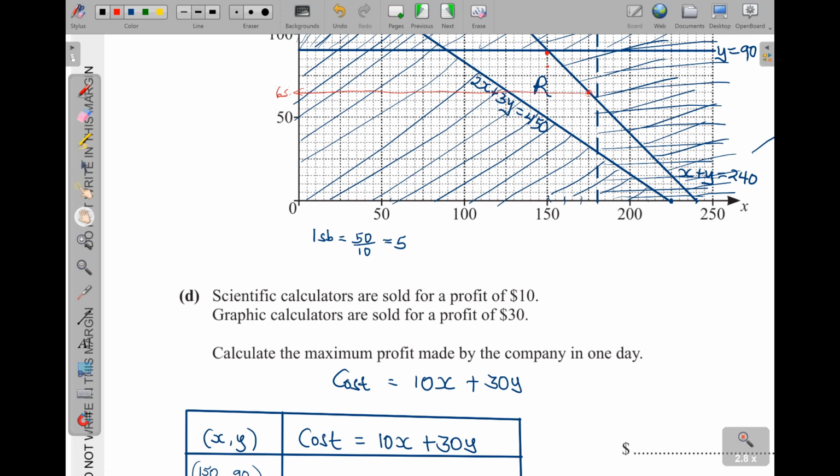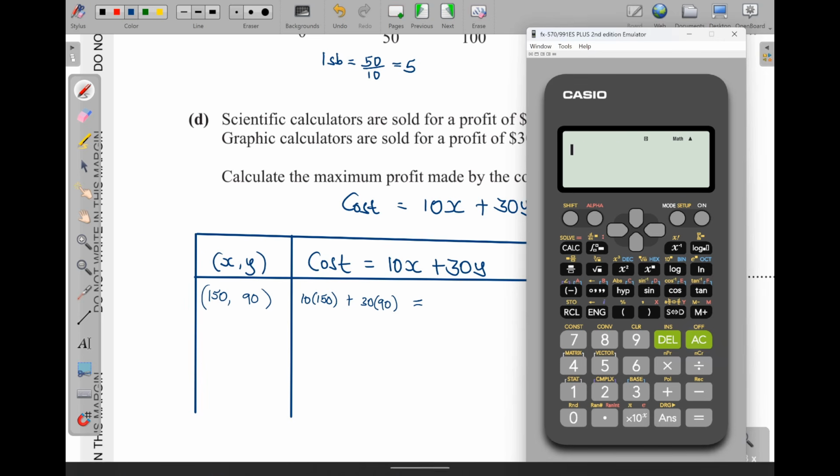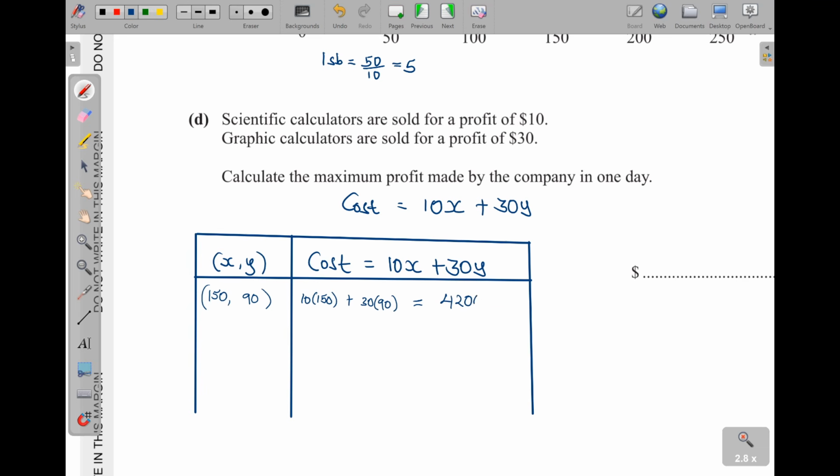Now I can now substitute here, and I say 10 times 150, then plus 30, then times 90. So what do we get? You put this one in the calculator. 10 times 150, that is 1500, and then plus 30 times 90. So that one will give us 4200.